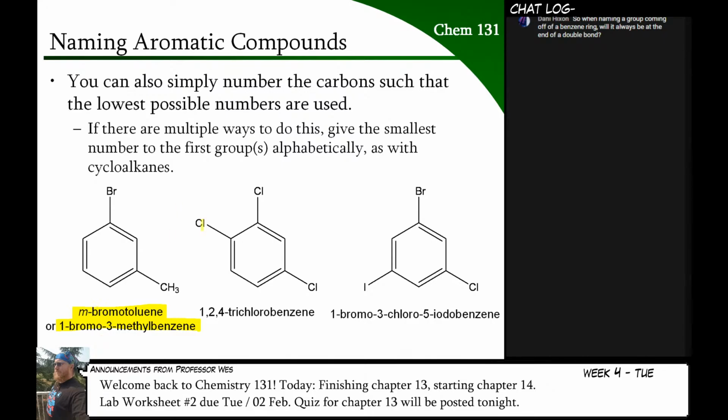Then if we have more than two groups, so three or more, then I just start numbering them in the way that we've been doing all along. So over here, I would have to number them this way to get the lowest numbering. So I'd have 1,2,4-trichlorobenzene. Over here, obviously, it's going to be like 1, 3, 5. But I need to put the 1 in the position that is first alphabetically because it's always going to be 1, 3, 5. So this would be the answer here: 1-bromo-3-chloro-5-iodobenzene.